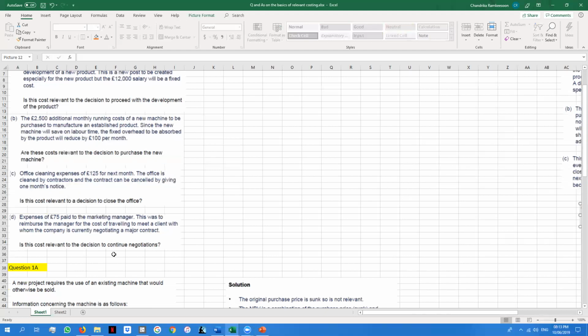This is a non-relevant cost, because whether you decide to continue negotiations or not, the expenses of £75 have been paid to the marketing manager. In other words, say it like this: if I decide to continue negotiations, I being the management or somebody representing management, would I save the £75? The answer is no. If I decide to stop negotiations, will I save the £75? The answer is no. It was paid to the marketing manager, and this was a reimbursement for something in the past, so it's a sunk cost, as you will see.